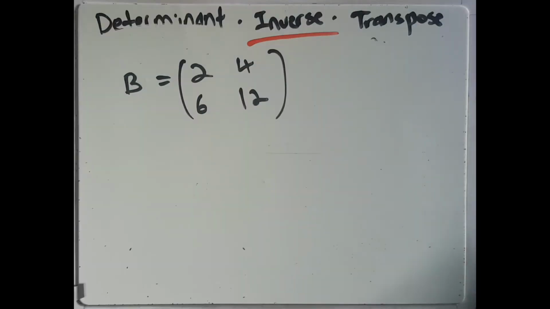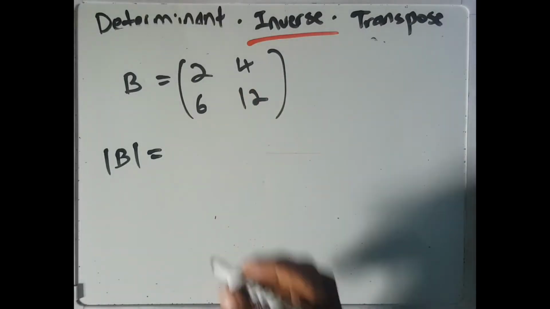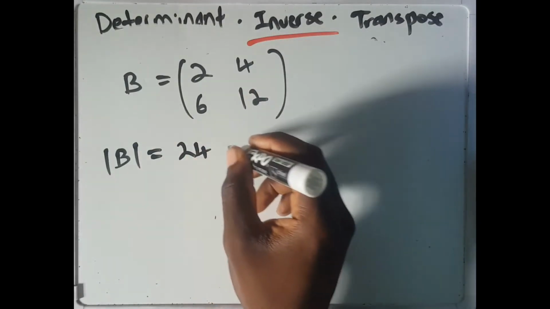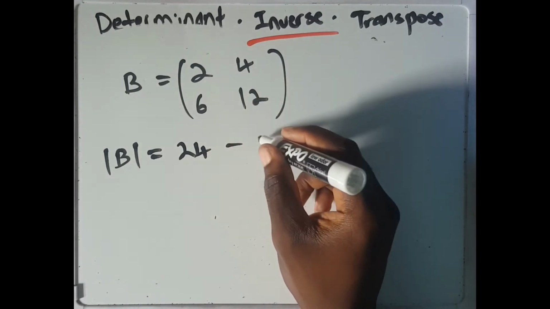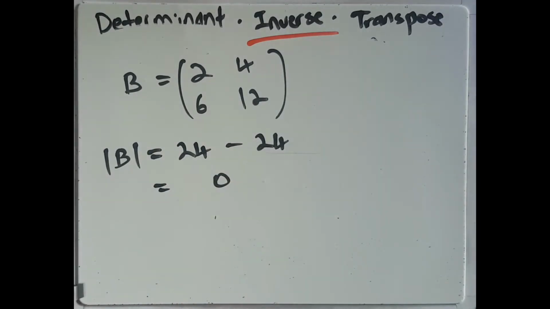Straight away I can see it's 0, but let's do it. So 2 times 12 would give me 24, right? Minus 6 times 4, 24, and I'd have 0. Whenever your determinant is 0, then the matrix is singular. And when your matrix is singular, it has no inverse.